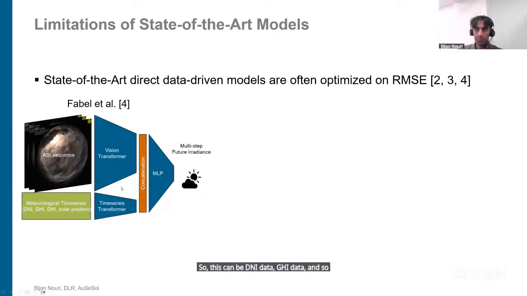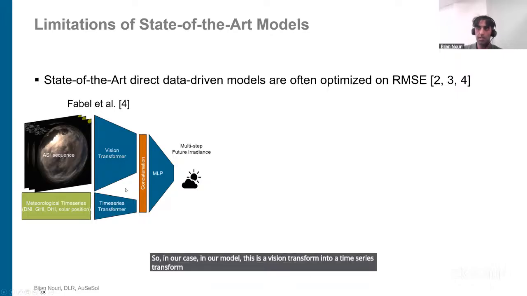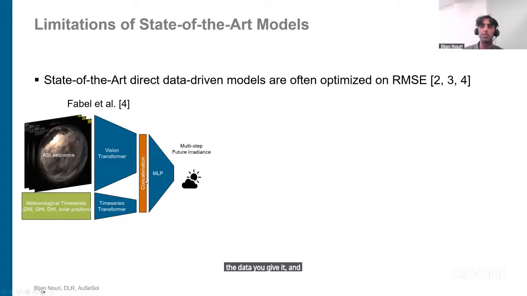Then we have a model. In our case, this is a vision transformer and a time series transformer, but this can also be a CNN or whatever other architecture you want to use. And this model will evaluate the data you give it, and then it will produce directly a multi-step forecast. And everything is done in a single step. So we train the model also end to end.